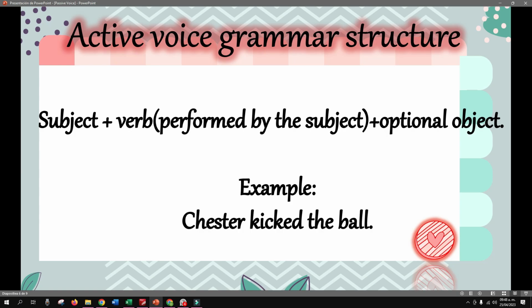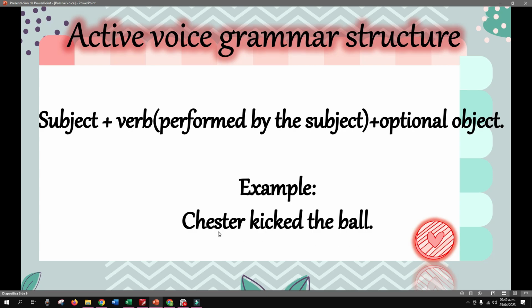We can say, in this case, Chester kicked the ball. In this case, you have the subject, the verb. Who performed the action? The subject in this case, right? You have the verb in past, right? And also you have the optional object or part of the complement of the sentence, right? So Chester kicked the ball.